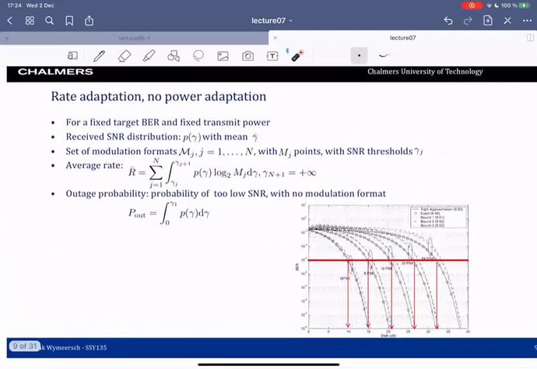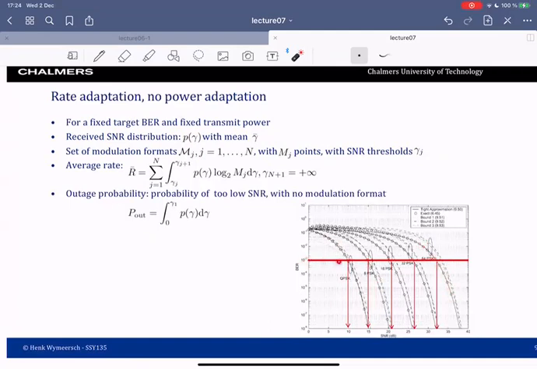So the first case is rate adaptation. And this is something that makes sense, because power adaptation without rate adaptation does not make sense. For a fixed target bit error rate and a fixed transmit power, we will choose the constellation. So we have a certain SNR distribution, as before, with a certain mean gamma bar. Then we also have a set of modulation formats available. For instance, here in the figure, we have QPSK, 8 PSK, up to 64 PSK.